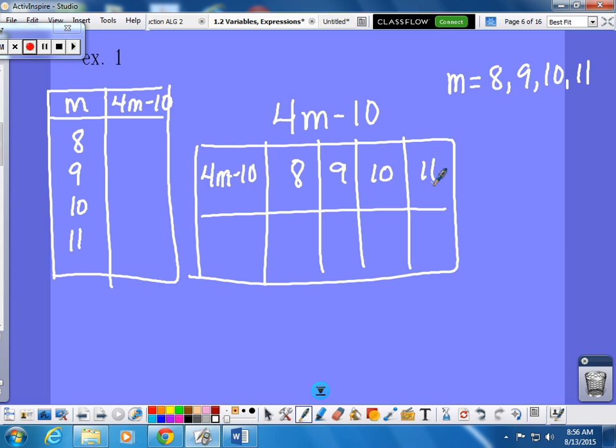Doesn't matter. All right, so if I plug in, 4 times 8 minus 10, 4 times 9 minus 10, 4 times 10 minus 10, 4 times 11 minus 10. Okay, and the same thing would be true here also, right? That's totally up to you whether you like horizontal or vertical.